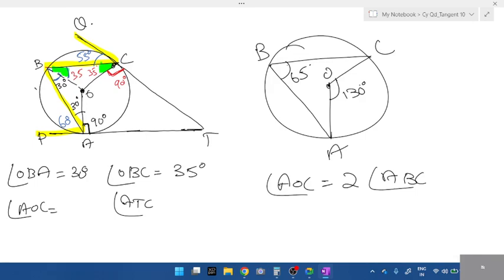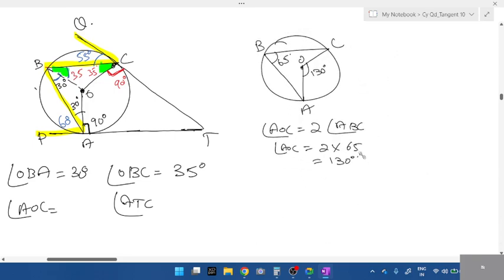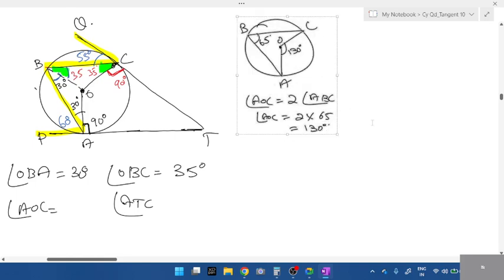ATC, nobody is telling ATC. Till then, you will have used straight line, center is equal to twice circumference, and isosceles. This was one of the good questions. We used a lot of concepts here. AOC is equal to 2 times 65. That is equal to 130 degrees. All of you are done with this AOC part, 130 degrees?